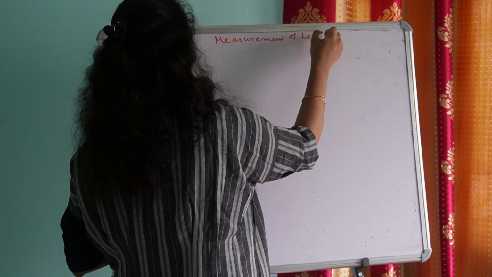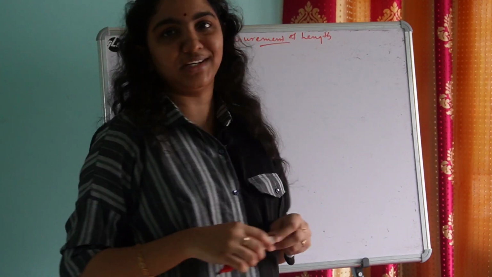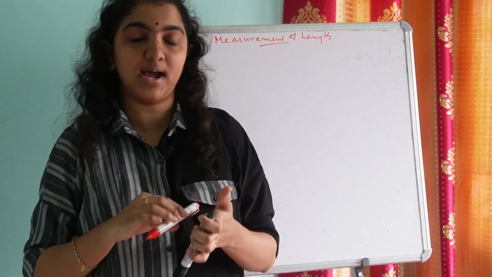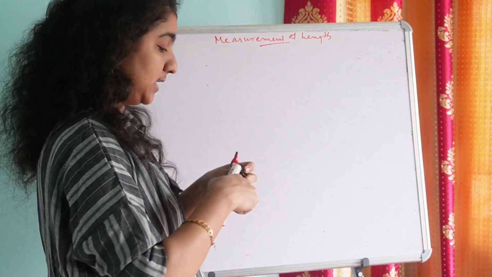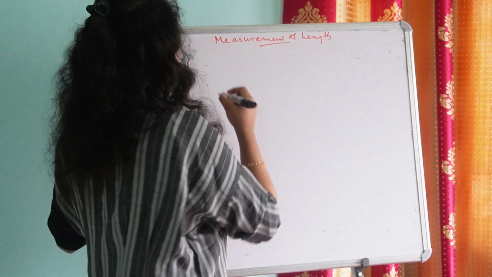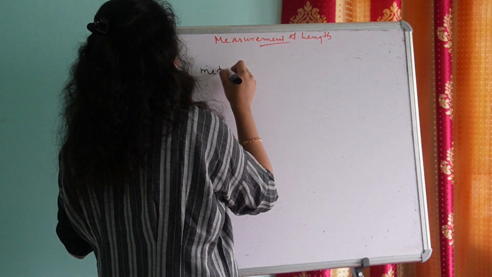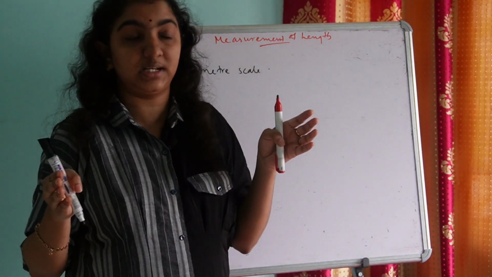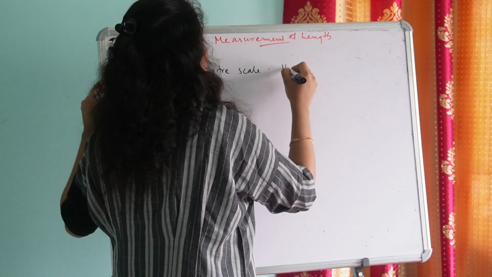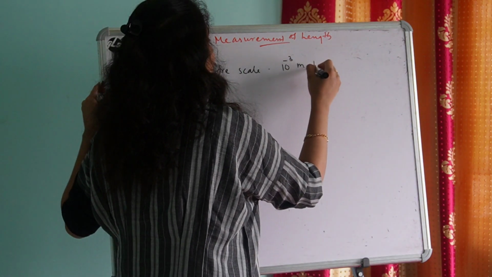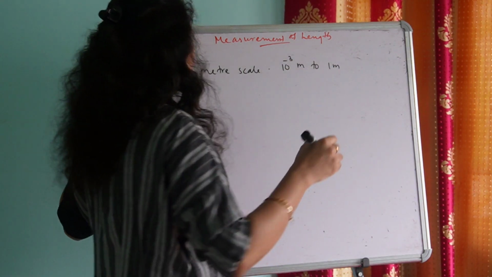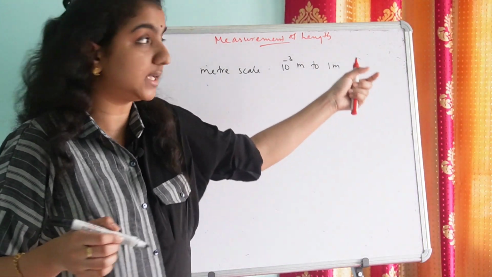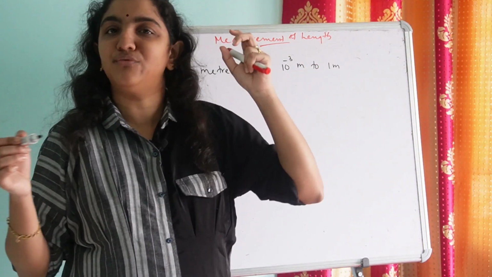So how do we measure length? We have so many instruments to measure length of varied ranges. For example, we have an instrument called a meter scale, which is used to measure lengths within the range 10 power minus 3 meter to 1 meter. That is, using a meter scale you can measure a minimum length of 10 power minus 3 meter and a maximum length of 1 meter.